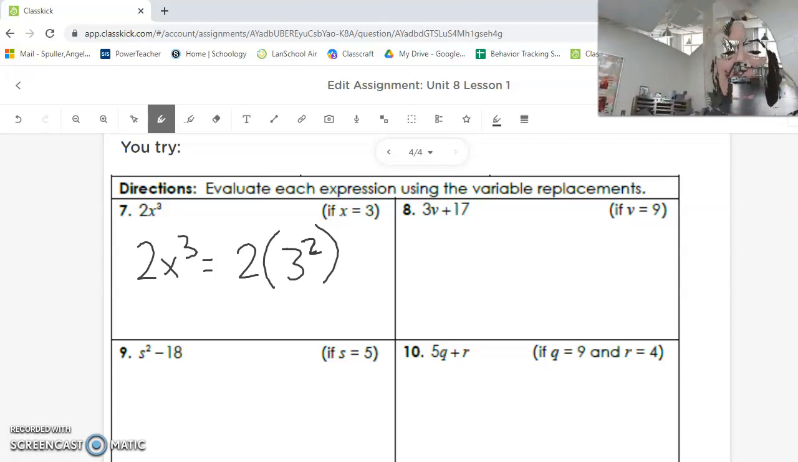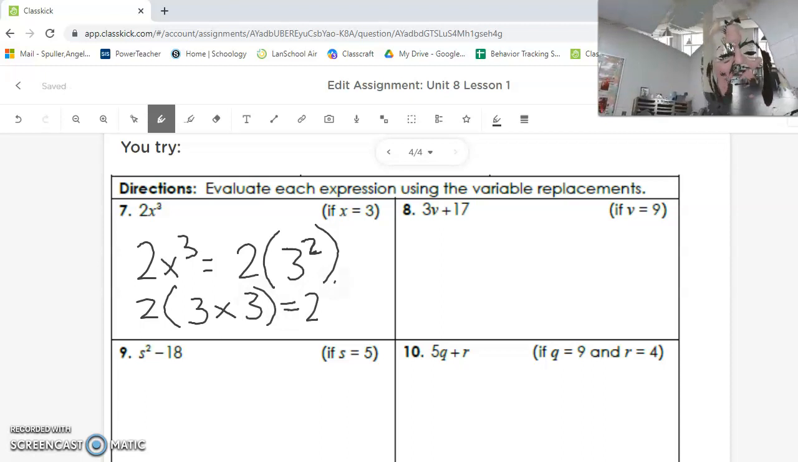So we're going to say 3 times 3, because the 2 tells us it's 2 3s. So now I'm going to have 2 times 9, and that's going to equal 18.